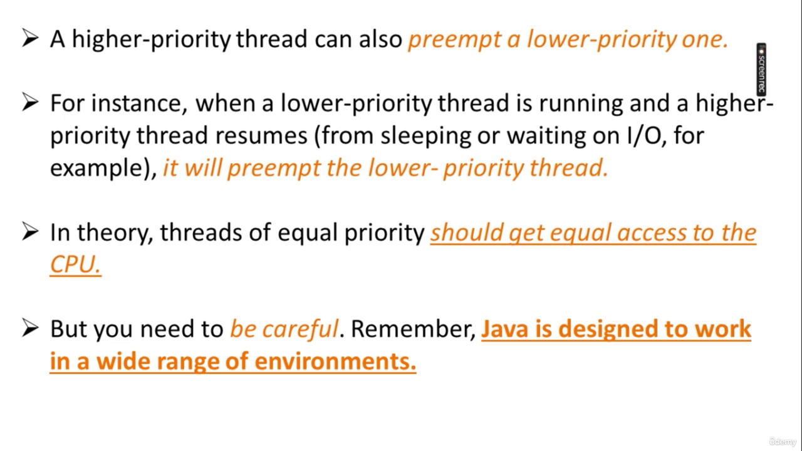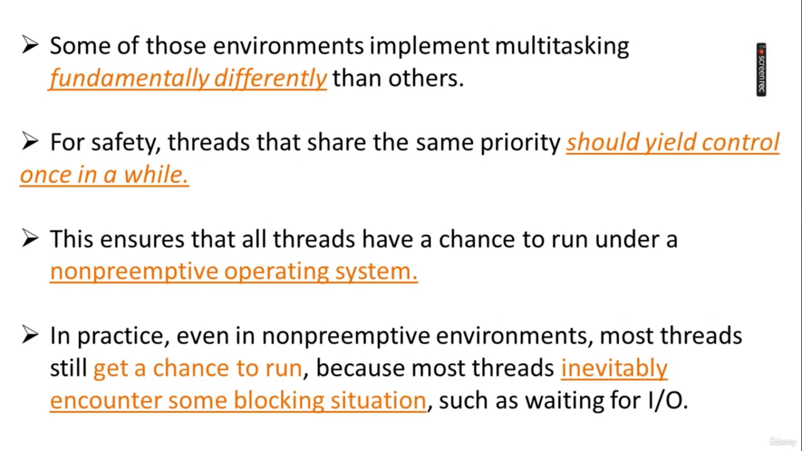Java is designed to work on a wide range of environments because Java is used worldwide. So there can be many more types of working environments in the world. So you should be careful while operating upon the priorities of threads. Some of those environments implement multitasking fundamentally differently than others. But threads that share the same priority should yield control once in a while.